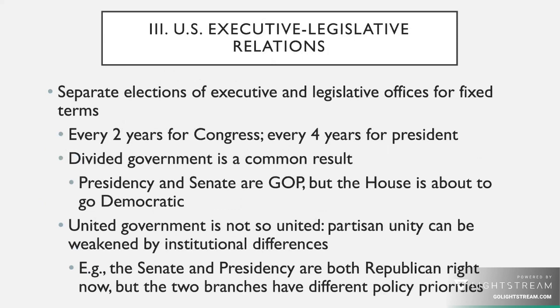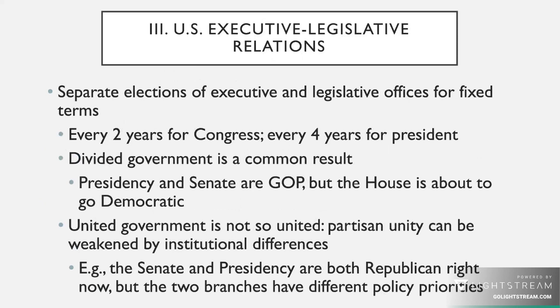The elections are also distinct. So Congress has elections every 2 years because, as you know, every member of the House goes up for election every 2 years, and about a third of U.S. senators go up for election every 2 years because there are 100 senators serving 6-year terms. And the president goes up for election every 4 years.